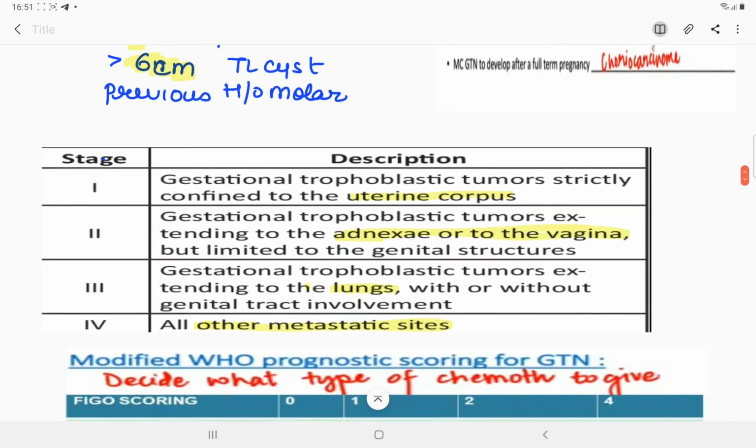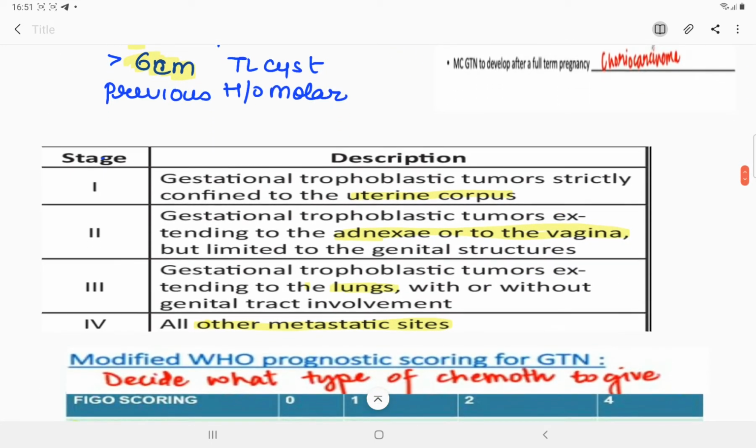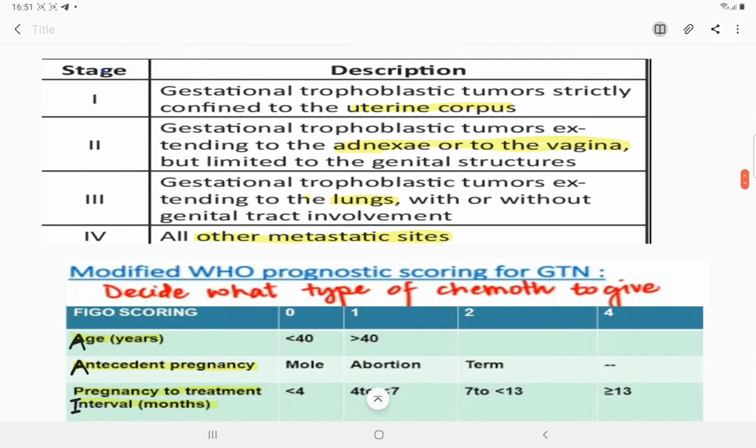Let's discuss the staging. Stage 1 is when GTN is confined to the uterine corpus. Stage 2, when it spreads to the adnexa or to the vagina but is limited to genital structures only. Stage 3, when it extends to the lungs with or without involvement of the genital tract. Stage 4 is other metastatic sites.